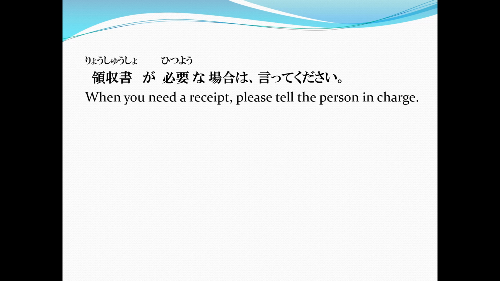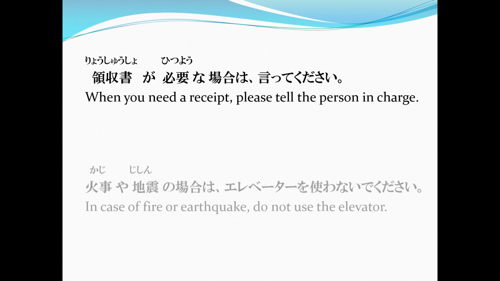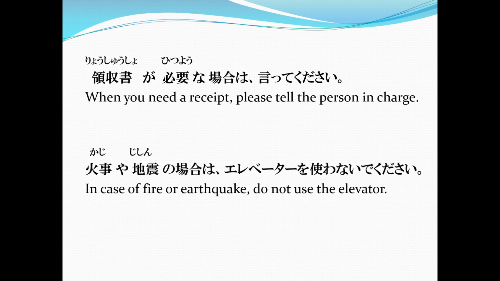Ryoshusho ga hitsuyou na bai wa itte kudasai. Again, ryoshusho ga hitsuyou na bai wa itte kudasai. When you need a receipt, please tell the person in charge. Another example, kaji ya jishin no bai wa elevator o tsukawanai de kudasai. In the case of fire or earthquake, do not use the elevator.